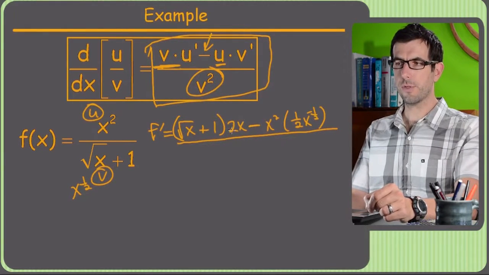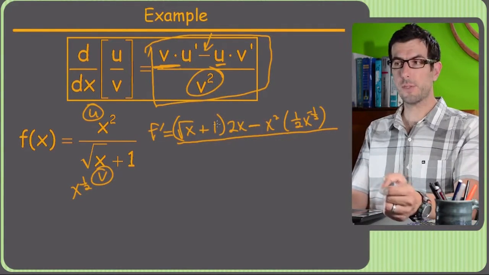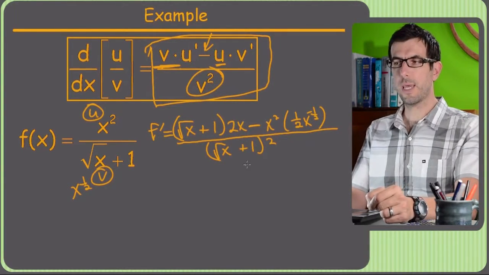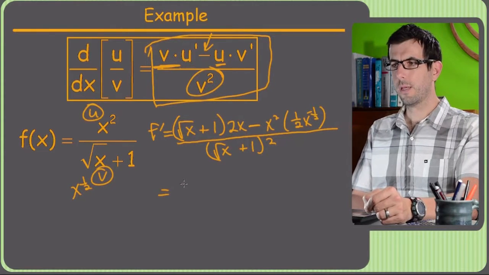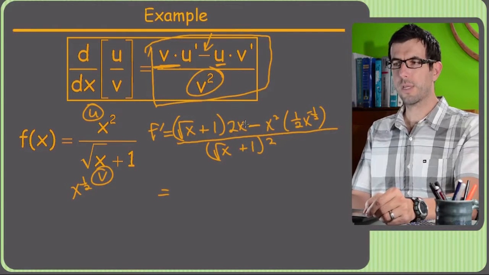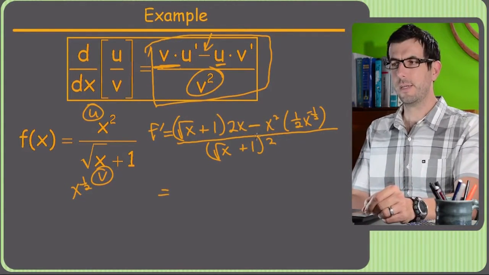And all that goes over v squared, so the original denominator squared, which, once again, I would not encourage you to FOIL out. Man, I'm writing crooked. All right, so now we just got to FOIL this thing out. I assume your teacher would not accept this as a good answer, so we need to FOIL it out and combine stuff where we can.